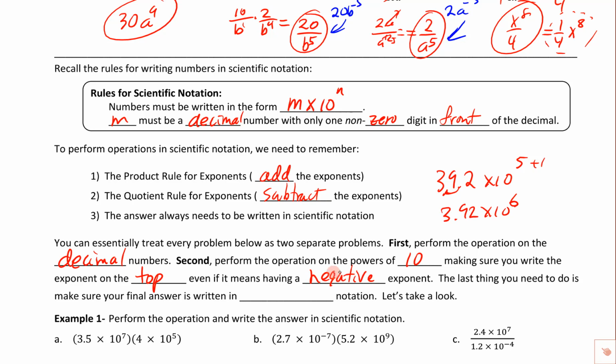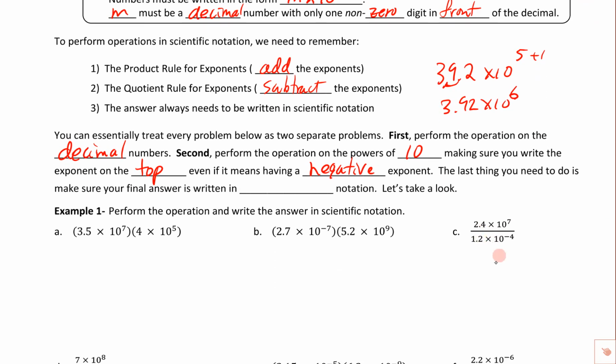What we mean by that is you're going to run into some problems where we've got division. And you may look at it and think, gosh, we were always used to having positive exponents. I need to write it on the bottom to make it positive. That's not true. We want to make sure that it's written on the top. In fact, I'm going to put a little star by this, even if it means having a negative exponent, because unlike with other expressions in scientific notation, we know exactly what that negative means. It means we're dealing with a teeny tiny number.